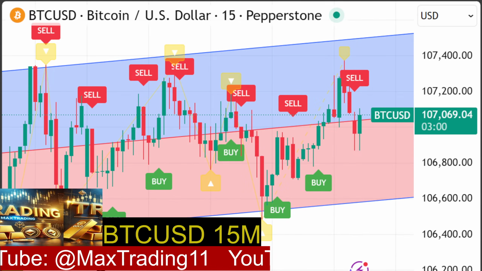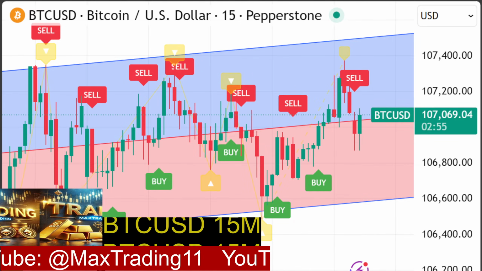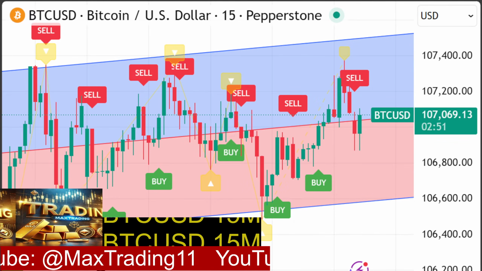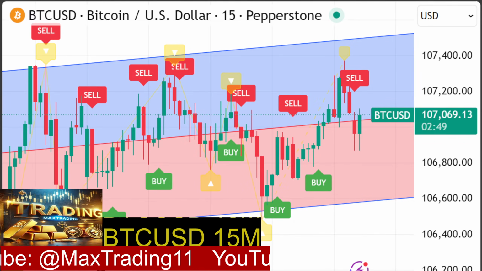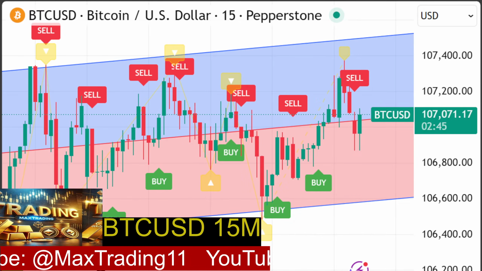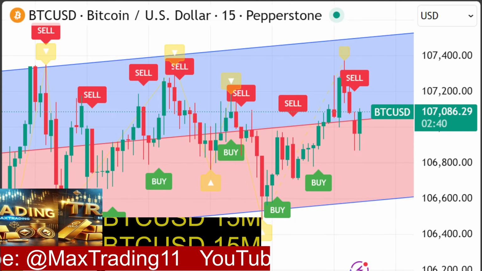The price channel visualizes that rhythm, turning uncertainty into a readable map. By mastering this approach, you don't just follow price, you understand it. And that's what separates observation from mastery.